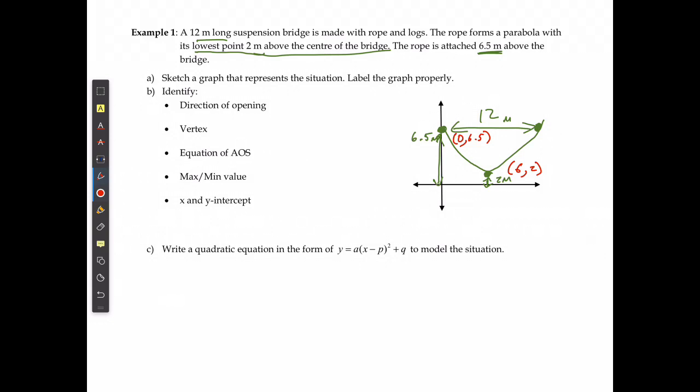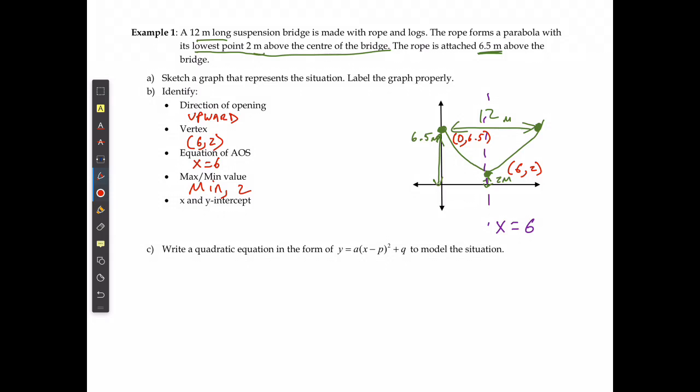So what do I know? The direction of the opening is going to be upward. The vertex is at the point of (6, 2). The equation for the axis of symmetry, drawing that imaginary vertical line, is going to be where x is equal to 6, or the x value at the vertex. Because it opens upward, it's going to have a minimum value of the q value, or 2.